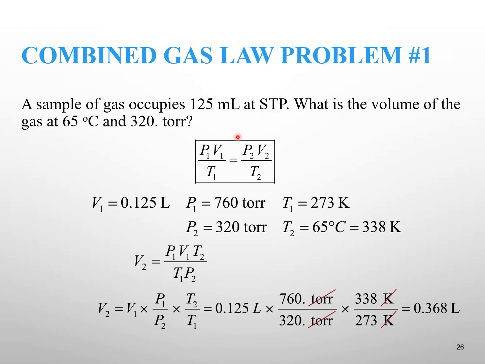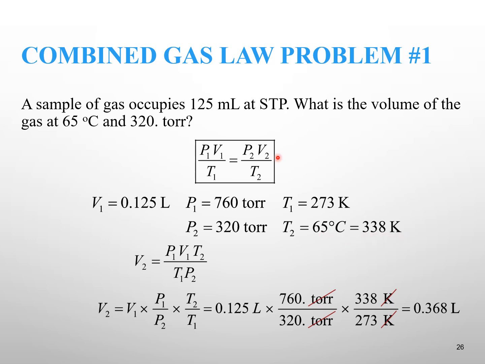So P1 is going to be at STP, so 1 atm, or we use torr, 760 torr. V1 is 125 mL, okay? And T1 is at STP, so it's 273 Kelvin. P2 is going to be 320 torr. V2 is what we're looking for. T2 is 65 degrees, turn it into Kelvin. So 65 plus 273, we get 338.